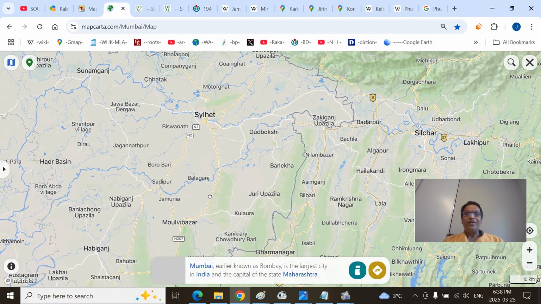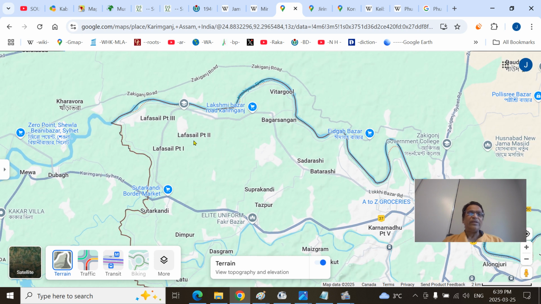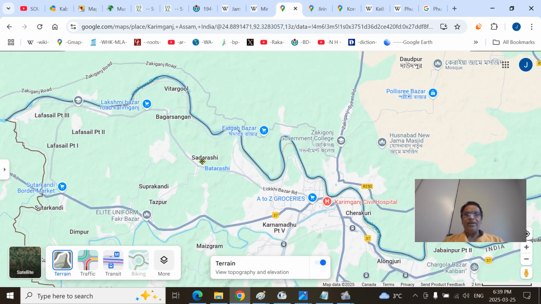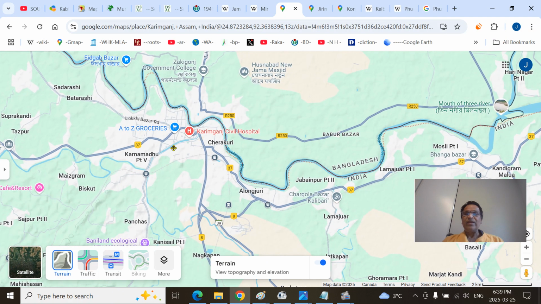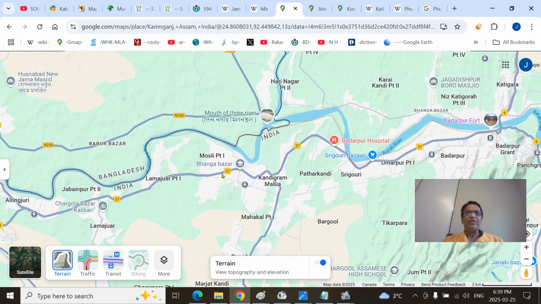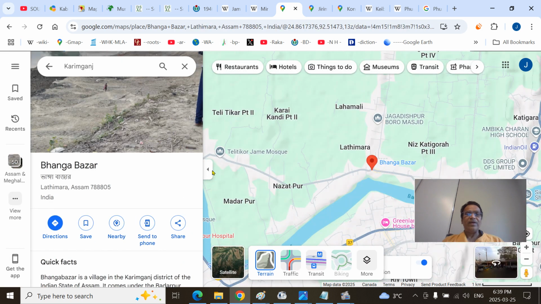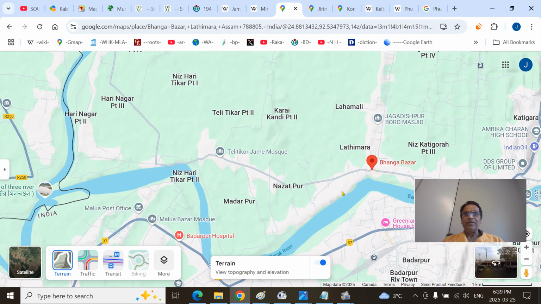So here I will try to show you, this is Lakshmi Bazar. See, the Lakshmi Bazar. This is the one, Karimganj district. Here it leaves. This is the Kushiyara river, southern part. And near Banga Bazar, it leaves the other part, Banga Bazar. It should be Banga Bazar, somewhere here. Near Badarpur, Badarpur, Banga Bazar, I think it should be there somewhere. Yeah, Banga Bazar, you can see Banga Bazar. That's where the Surma river leaves, near Badarpur.